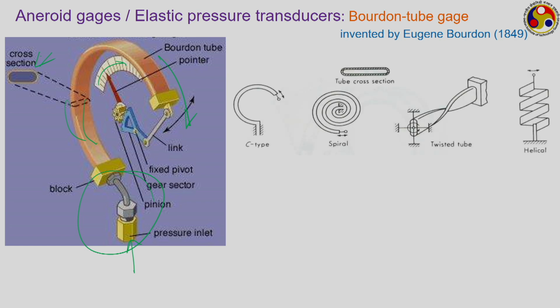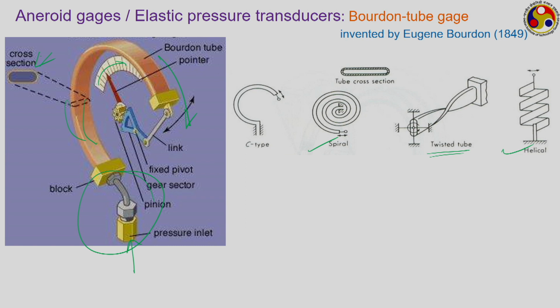Like these are some of the designs: C-type design, the spiral design, the helical design. If we require more sensitivity, we go for the spiral or helical designs. All of them lead to the movement of the free end. Whereas we can have a twisted kind of design, twisted tape kind of design, where instead of a circumferential movement, we generally have an angular deflection.